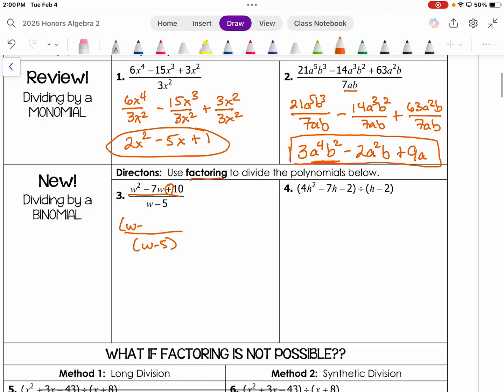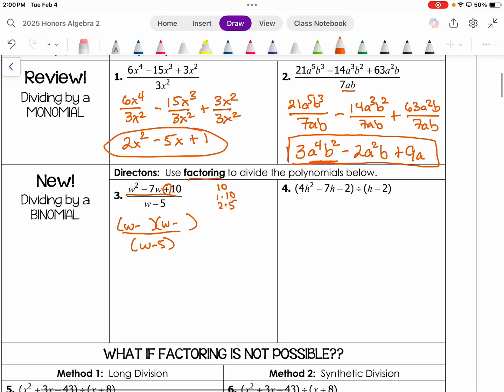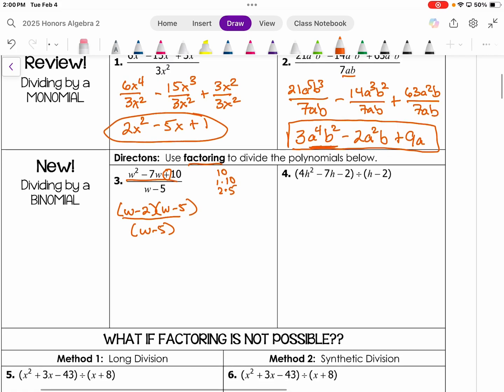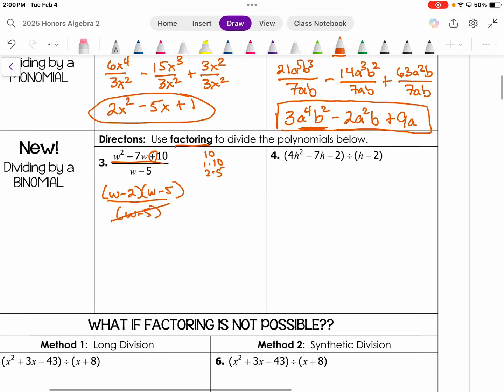So that's a w minus and a w minus. Factors of 10 are 1 and 10, 2 and 5. How do I add to get 7? 2 and 5. Now that I have common parentheses on the top and bottom, I can cross out the common parentheses. And my answer is simplified to be w minus 2.